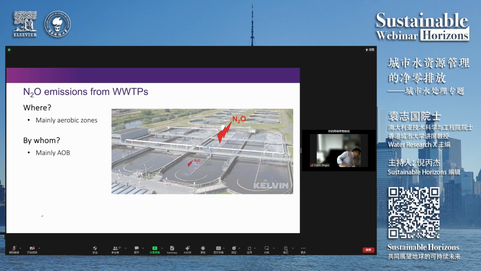So AOB will be the dominating organisms for N2O production.